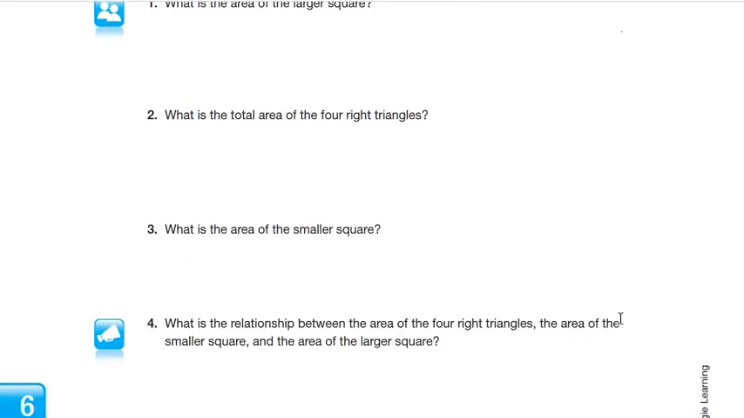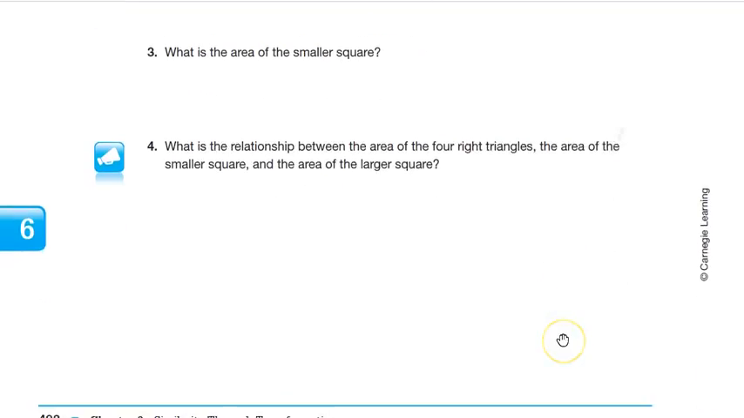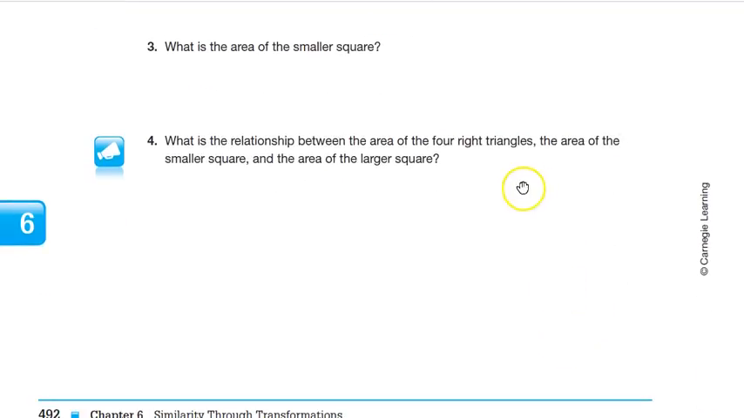Okay, what is the area of the smaller square? Well, it's a square that is simply C by C, that's C squared, right? What is the relationship between the area of the four right triangles, the area of the smaller square, and the area of the larger square? Well, you're going to take the area of the larger square, which is like what? A squared plus 2AB plus B squared, and then what you're going to do right here is just think about what the relationship is.